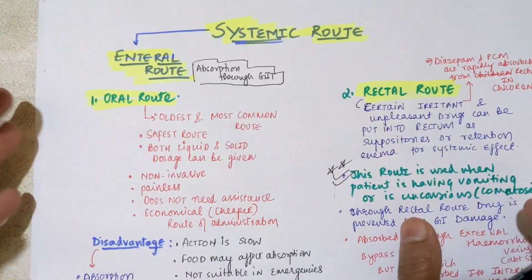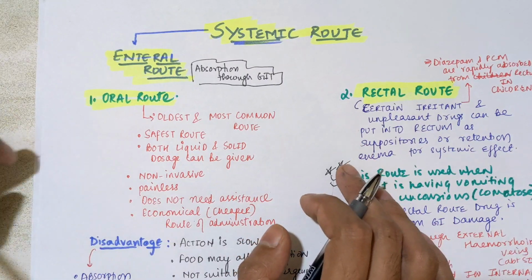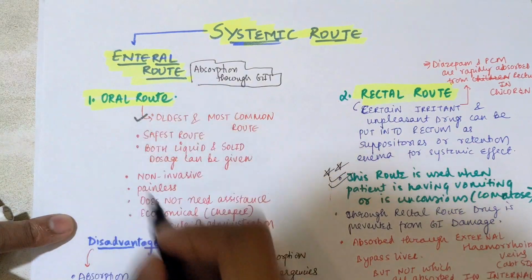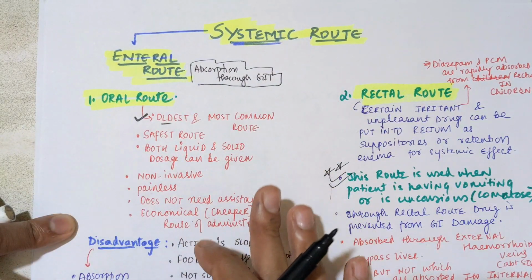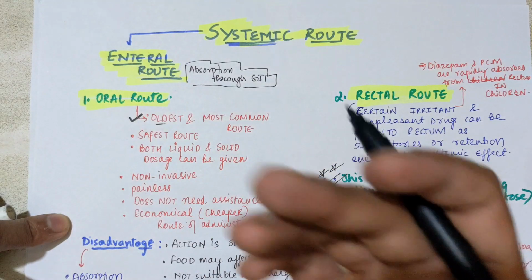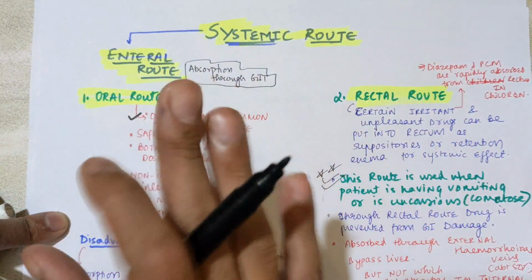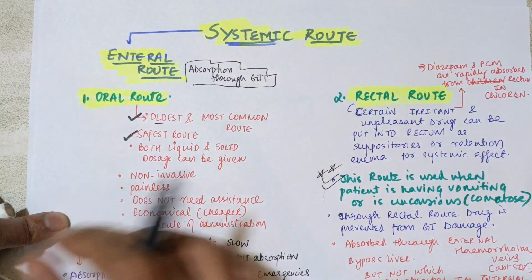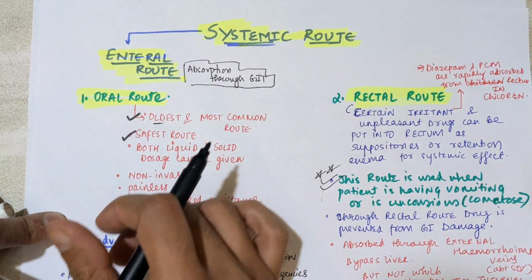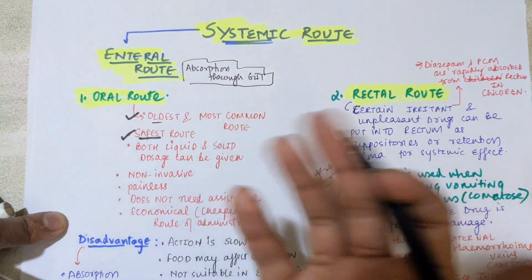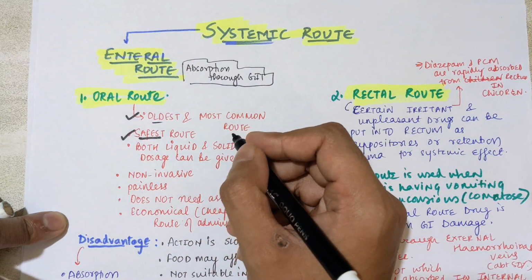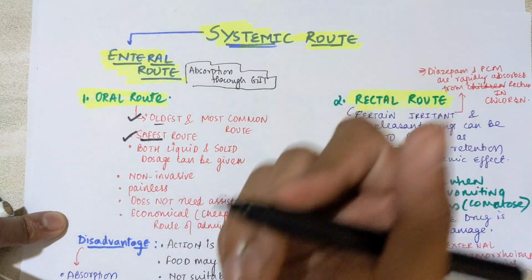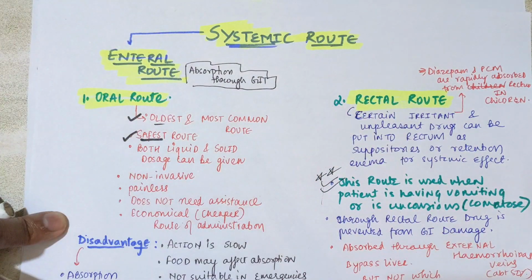Oral means you are taking the drug through your mouth, and it is one of the most common routes and the oldest route. Most of the drugs are administered through the oral route. The second point is that it is the safest route. So these are advantages of this route, because it is safe. And the third point is that the drugs can be given in both forms, that is, you can give the drug in the solid form and also in the liquid dosage form.